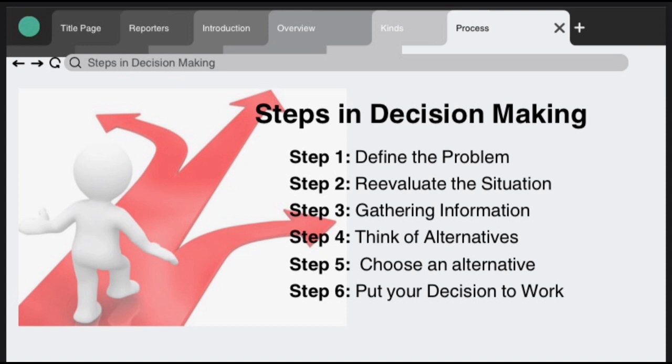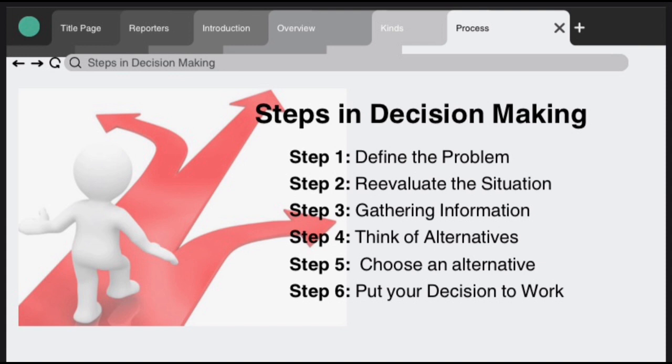Step 2. Reevaluate the situation. Consider your options. The moment the problem has been identified, ask yourself, do I need to take action in order to achieve my goals and priorities? Will this problem solve itself with time? Don't make unnecessary decisions. Be aware that the best decision may be to do nothing at the moment. But don't delay just to avoid making a tough or unpleasant decision.